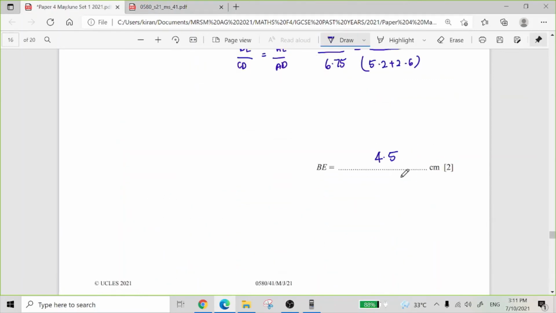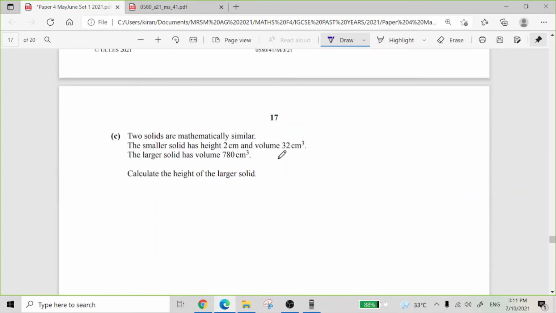Okay, next we go to question 11C. Two solids are mathematically similar. Okay, the smallest solid has height 2 cm and volume 32 cm cube, and the largest solid has volume 780 cm cube. Calculate the height of the largest solid.